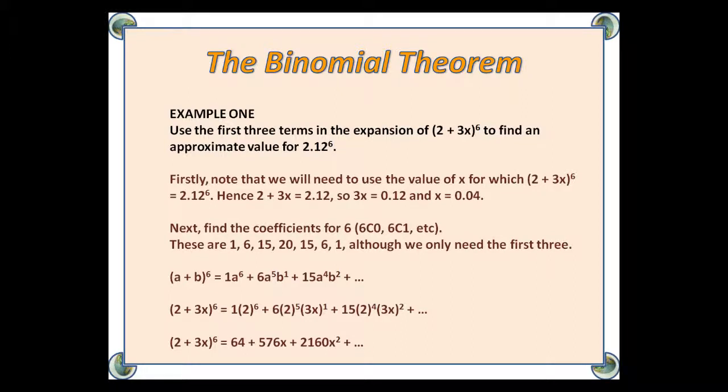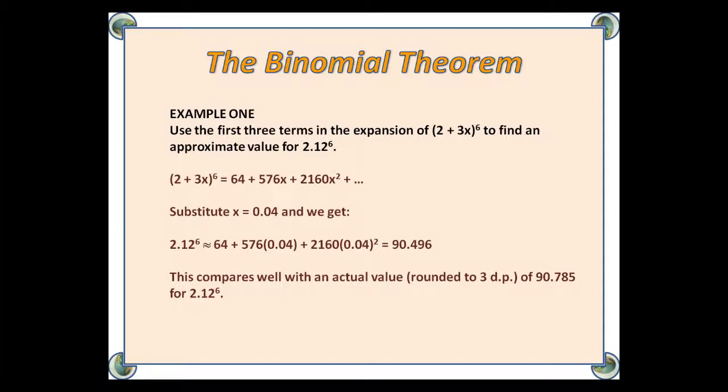So (2 + 3x)^6 is 64 + 576x + 2160x squared. To get our approximate value for 2.12 to the 6, we substitute in the 0.04 we get, and we get an answer of 90.496. If you type 2.12 to the power 6 on your calculator, you get 90.785, so it's not far away.